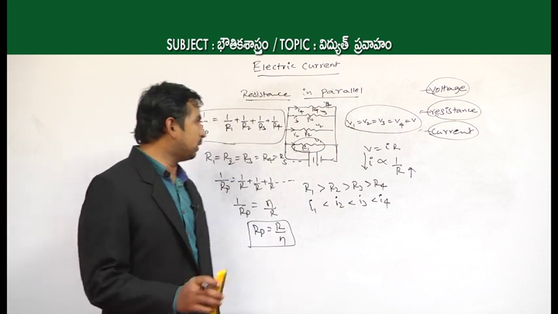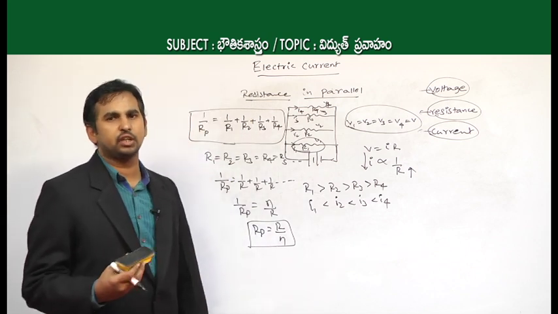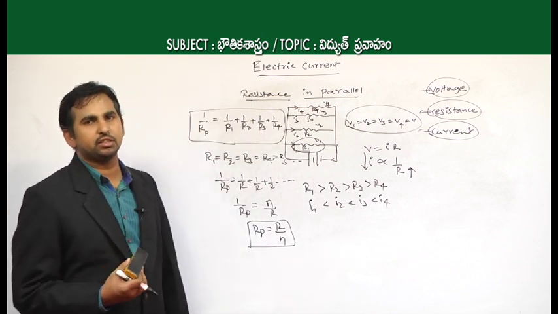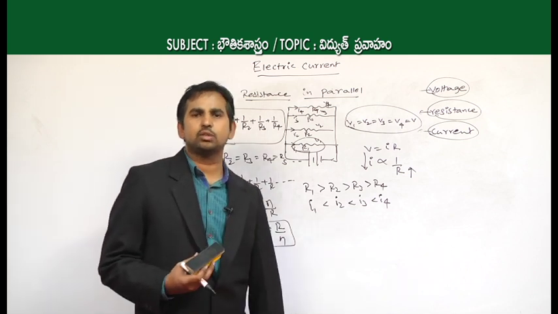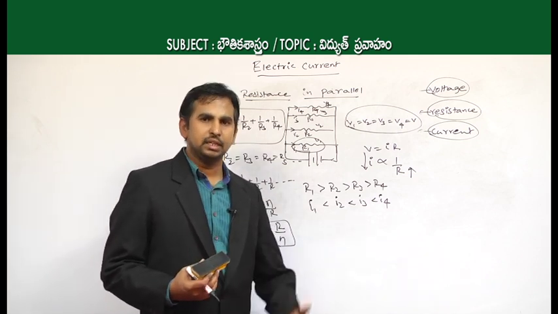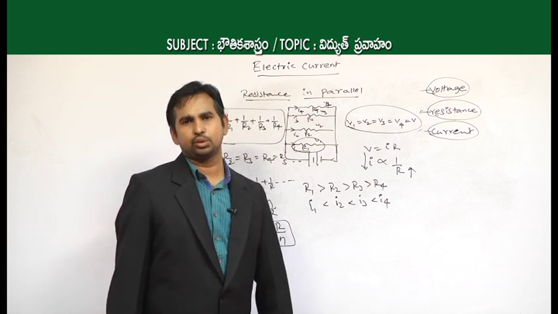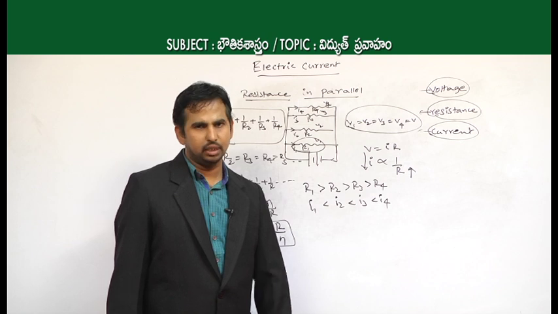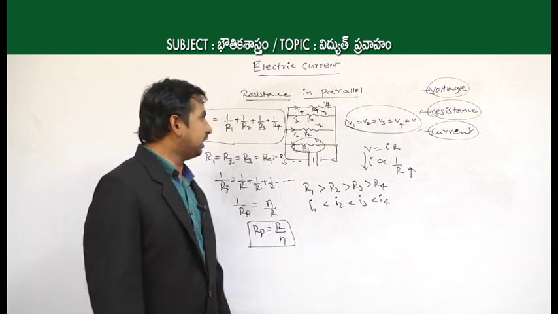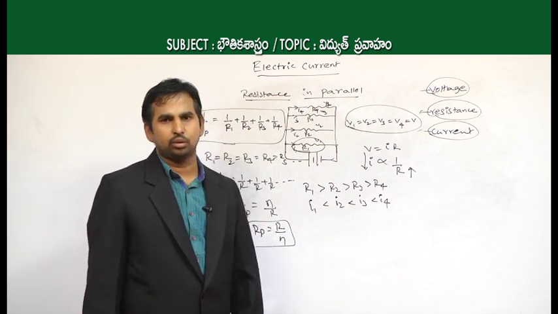Okay. So, always remember, in case of a series connection, the final equivalent resistance will be more, whereas in case of a parallel connection, the equivalent resistance is less than the previous connections, that is, less than each individual resistance. So, that is about resistance.